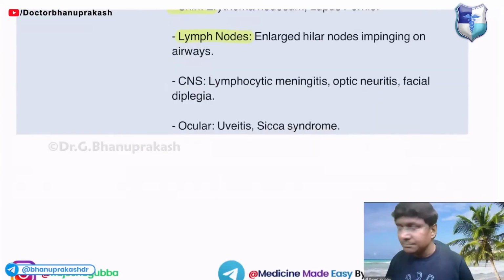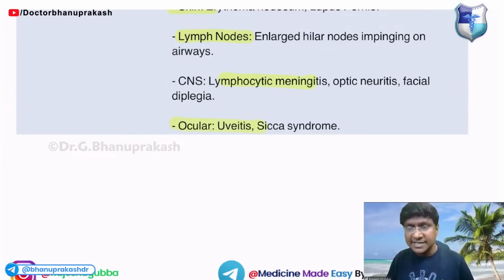Lymph node involvement, bilateral hilar lymphadenopathy. CNS involvement in the form of lymphocytic meningitis and optic neuritis. Ocular involvement will be in the form of uveitis and as well as Heerfordt syndrome, right? So these will be the clinical features.